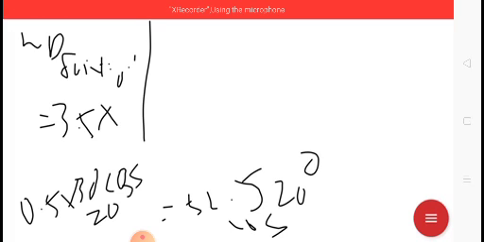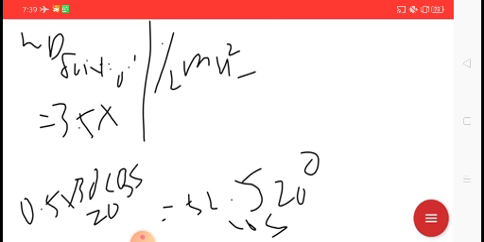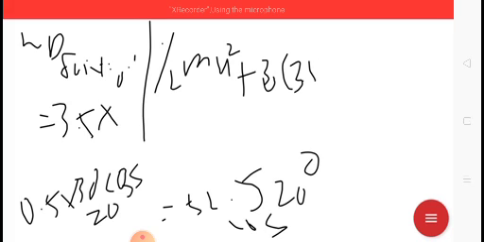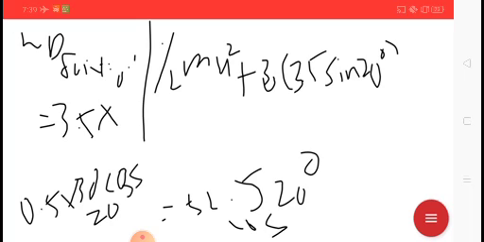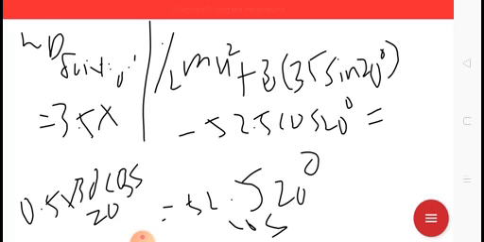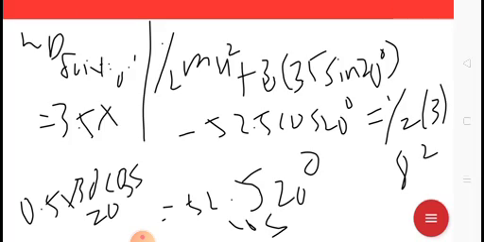So once you have this before and after energy, now you can put it inside the energy equation: 1/2 mu square plus the PE, which is 3 times 10 times 3.5 sine 20, minus the work done by friction, is equal to after, 1/2 mv square. So once you have this, you can do the further calculation.